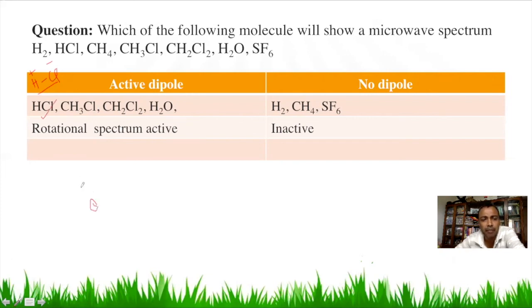CH3Cl: carbon, here is the Cl, here are the three hydrogens. The bonds are directed towards the carbon, so ultimately the dipole points upward. So this one also has a dipole moment. Similarly, CH2Cl and water molecules also have a dipole moment. And in these three cases, hydrogen, CH4 and SF6, there is no dipole and hence they are inactive in the rotational spectrum.